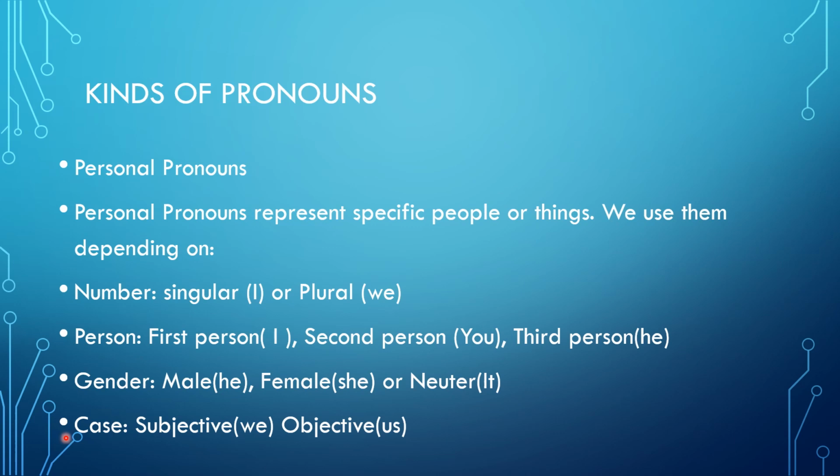Personal pronouns are used depending on the case, whether it is subjective or objective. So here we is subjective and us is objective. So we also call them subjective pronouns and objective pronouns.